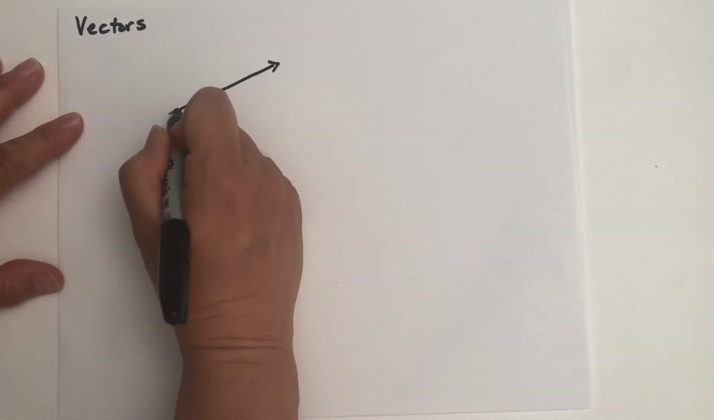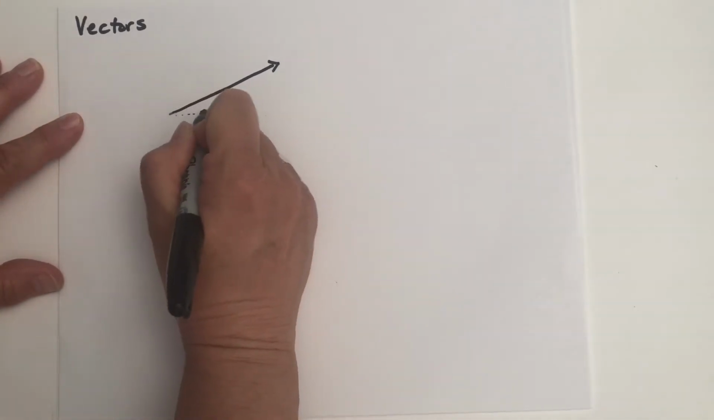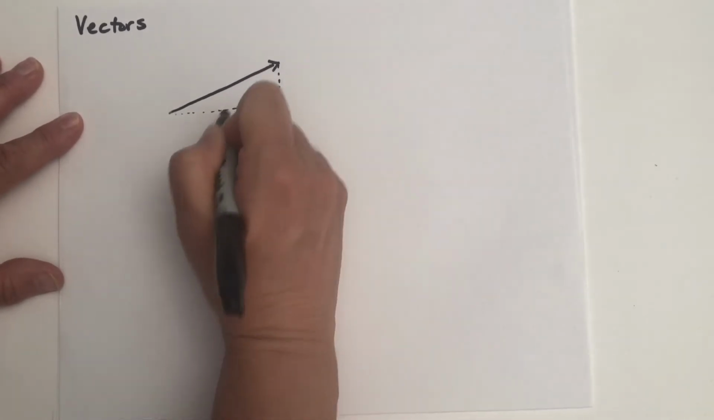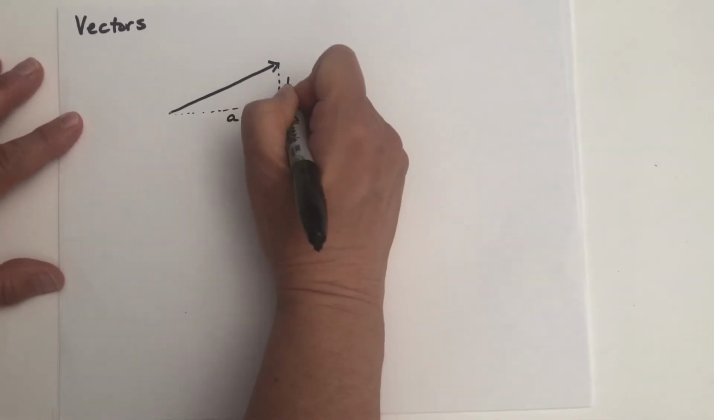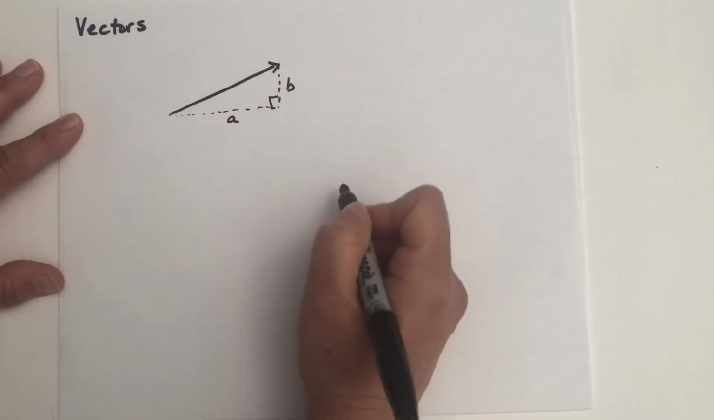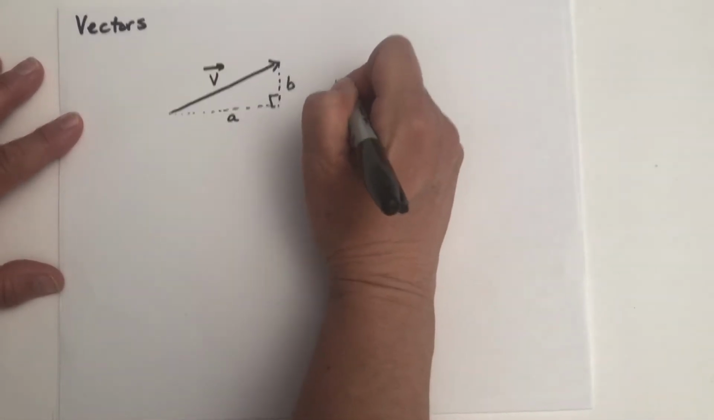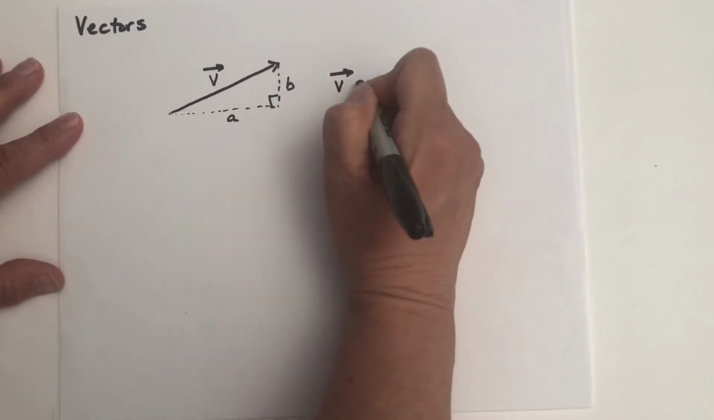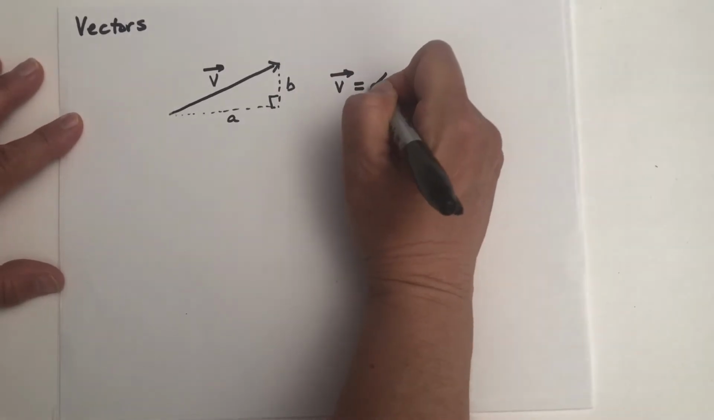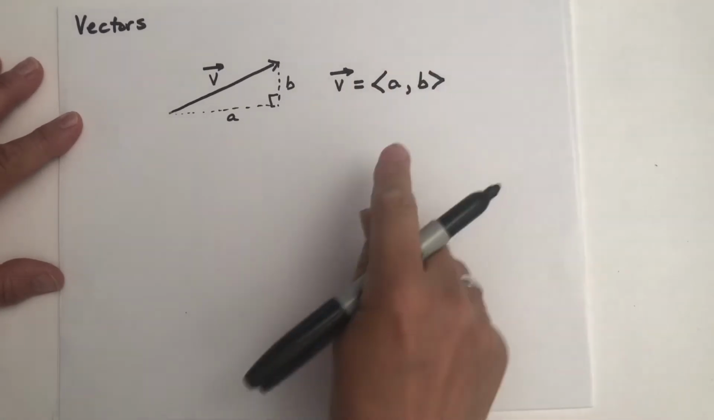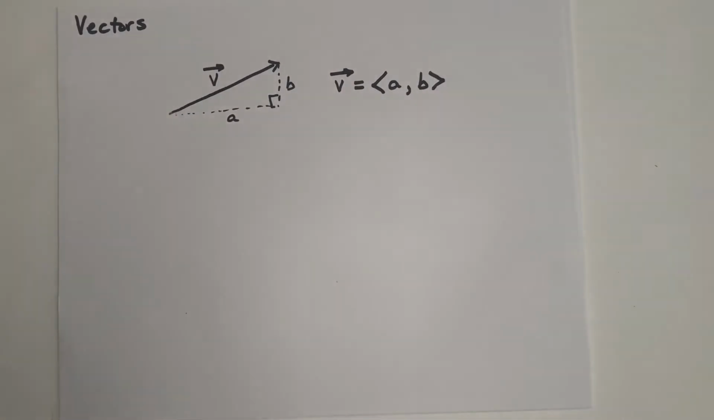So if this vector is drawn this way, and we see that this is A units and this is B units, and I'm going to call this vector V, we can represent V this way as ⟨A, B⟩. And we can use these chevrons to denote the fact that we're talking about components of a vector.